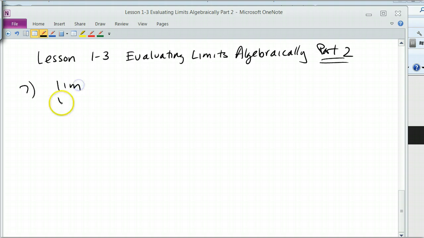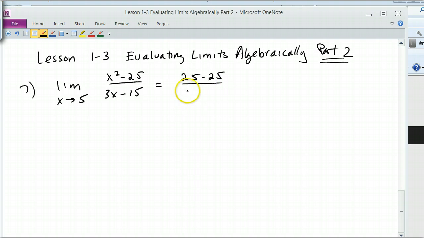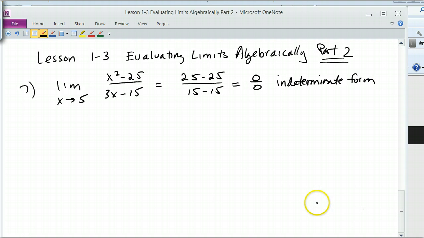Let's find the limit as x goes to 5 of x squared minus 25 over 3x minus 15. Always try direct substitution. So if I try this direct substitution with this problem, I get 15 minus 15 in the denominator. That's 0 over 0. Uh-oh, I don't have a value. 0 over 0. This is called indeterminate form. I can't tell what the limit is because it's 0 over 0.